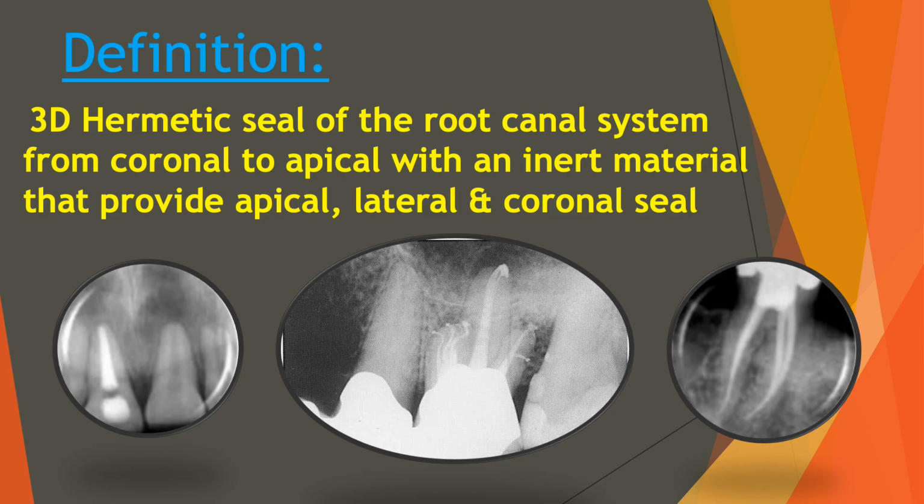What's the meaning of these words? 3D hermetic seal. That means that the obturating material must seal all along the root canal from 3D aspects: labial, lingual, mesial, and distal. And it must be a very tight seal between the obturating material and the dentine of the roots. So, the meaning of hermetic seal is tight seal.